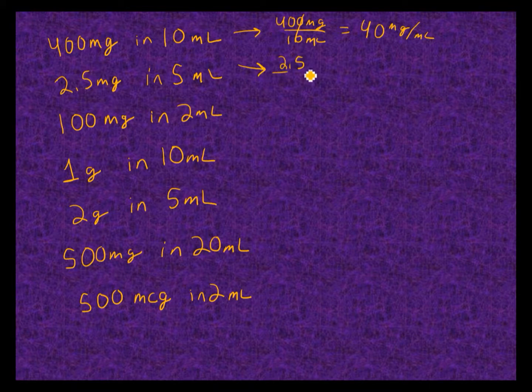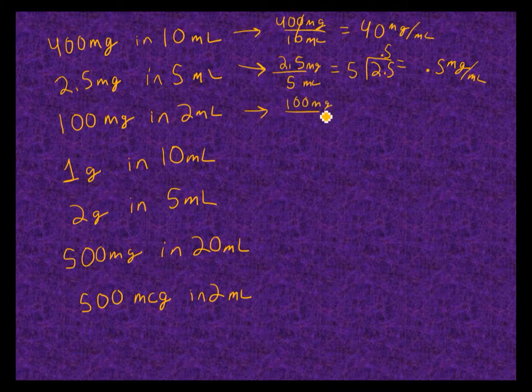2.5 in 5. You may have to write this one down here. Remember, the top number is the one that goes under the decimal place. So do 2.5 divided by 5, carry your decimal up. That's going to be 0.5. So the answer would be 0.5 milligrams per milliliter. 100 milligrams, 2 milliliters, equals 50 milligrams per milliliter.